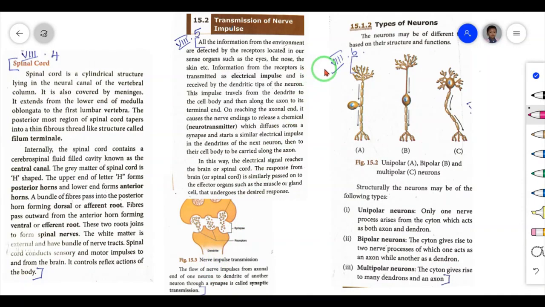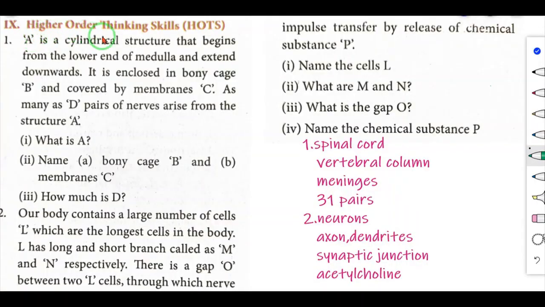Question number 6: Classify neurons based on their structure. Page number 220, left side. Diagram, then these are the points. Now, higher order thinking skills, hard questions.